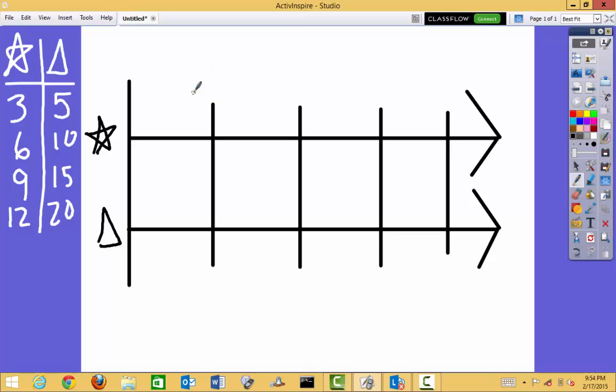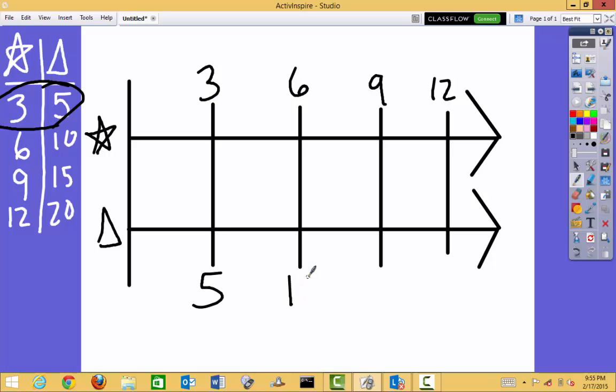My stars, I start with 3, then 6, then, oops, I skipped one, not 12, 9, and 12. And then my triangles, I need to make sure they're the same, 5. Remember, my 3 and 5 should line straight up, so they're right up against each other. 6 and 10, they should be right above each other. 9 and 15, and 12 and 20. Now my question is this.